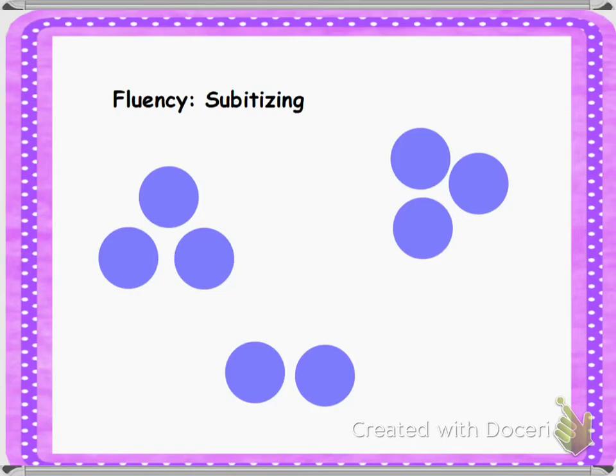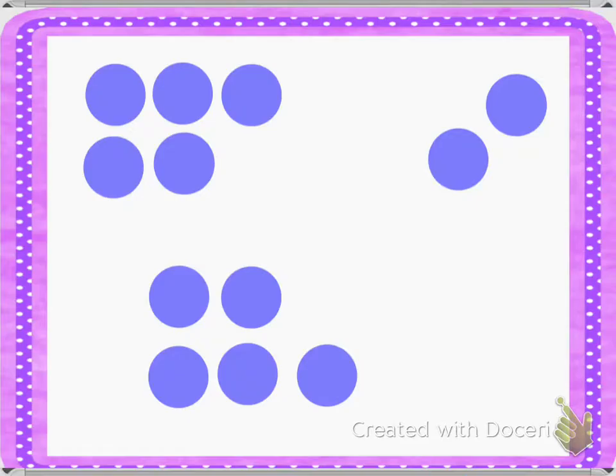How many did you see? Okay, I want you to tell me, how many did you see? Yes, you should have saw 8. All right, I'm going to show it to you again. Then you're going to whisper in your hand, how many you see? How many did you see? Yes, you should have saw 12.